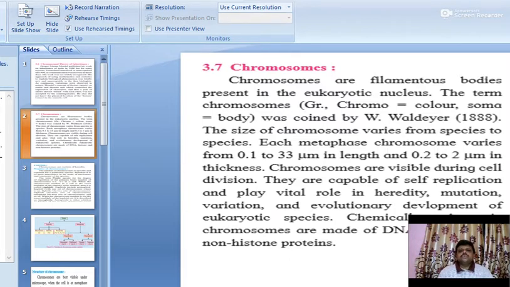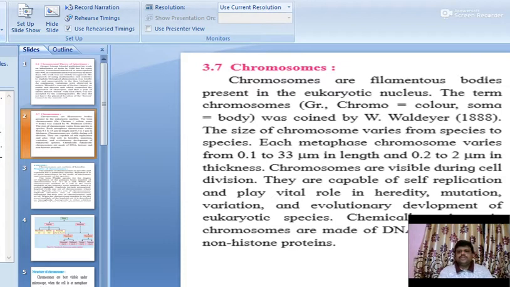The term chromosome is derived from a Greek word, where chroma means color and soma means body. This term, chromosome, was first coined by W. Waldeyer in 1888. The size of chromosome varies from species to species. Each metaphase chromosome varies from 0.1 to 33 micrometer in length and 0.22 micrometer in thickness.